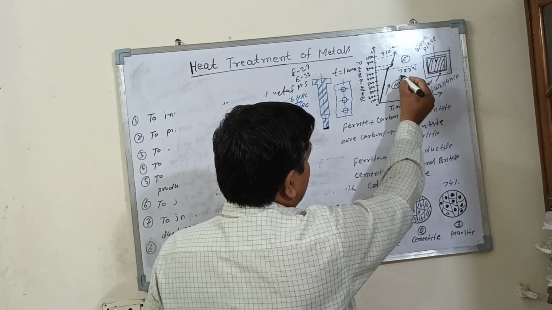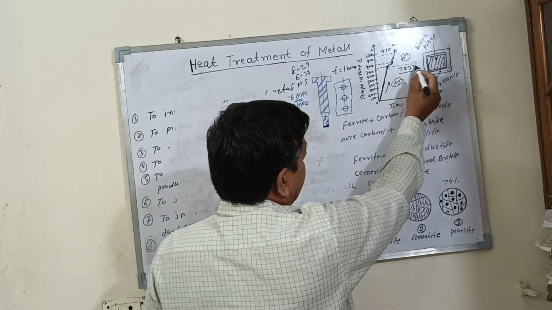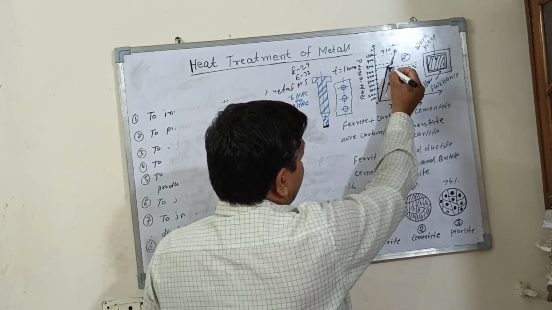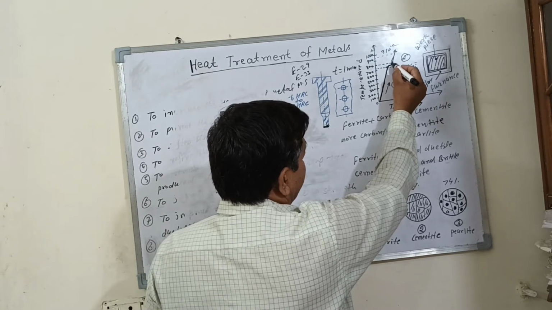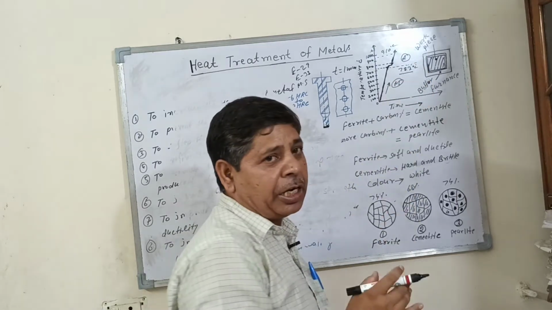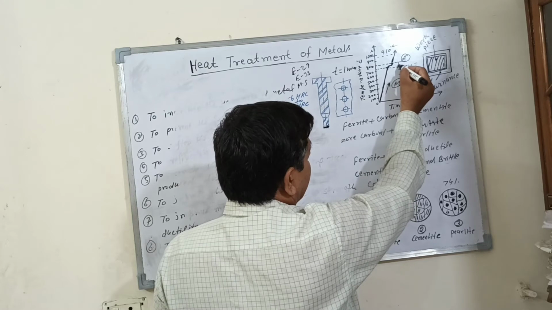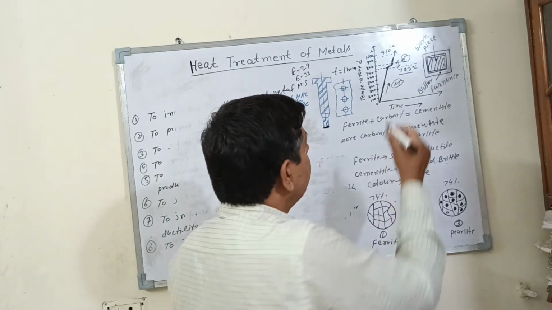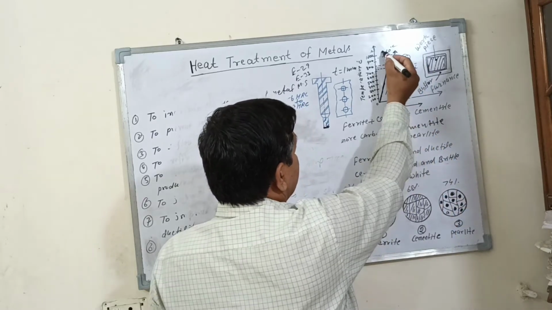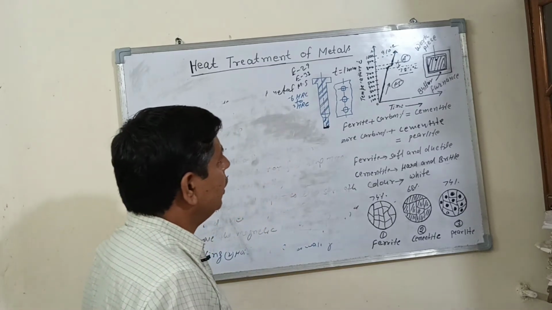This point is called the lower critical temperature, 700 to 730 degrees Celsius. At this point, the temperature goes down. Again, the temperature increases. At this point, it is called the upper critical temperature. The difference between the upper critical temperature and the lower critical temperature is called the temperature range. The temperature rises, and the heat is maintained at 700 to 1000 degrees Celsius.